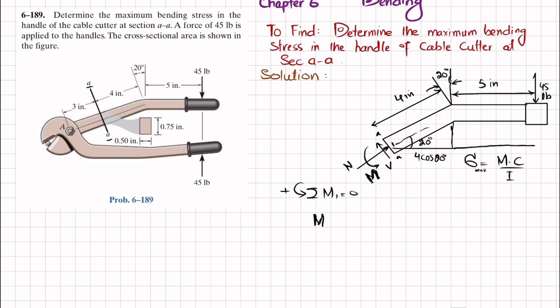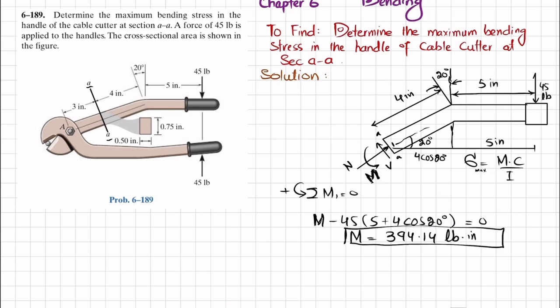And the remaining distance is 5 inch. So the total distance will be equal to 4 cos of 20 plus 5, and this is the perpendicular distance for this 45, and the moment will be clockwise, so it will be negative. So I will write minus 45 into 5 plus 4 cos of 20 degree is equal to 0. When you calculate it, you will get this moment equal to 394.14, and the unit will be pound-inch.